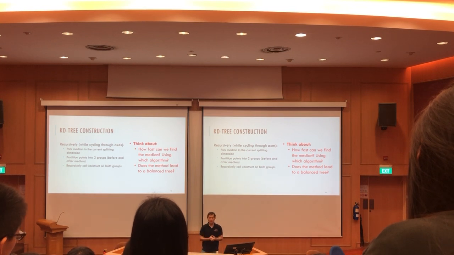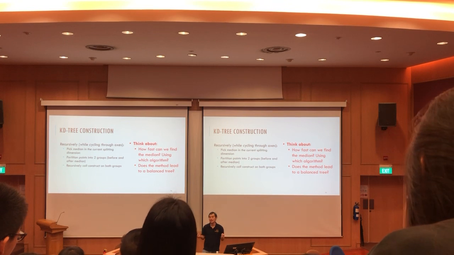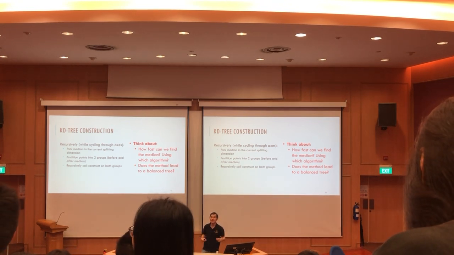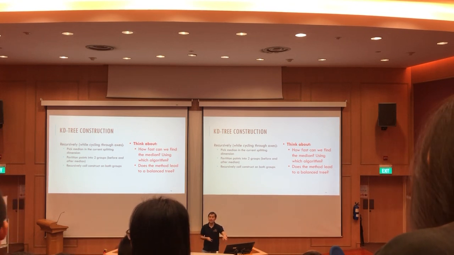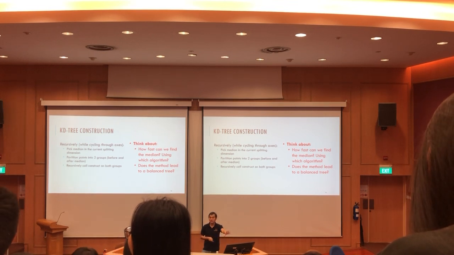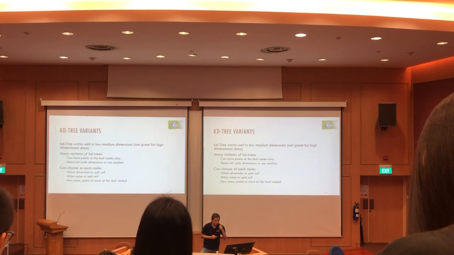So think about that. Homework, alright? You can also sort the arrays first. So a common thing is to sort the points in each dimension, and then you can also quickly find the medians in that particular case. Think about whether this leads to a balanced tree. I claim it leads to a balanced tree, but you think about why it leads to a balanced tree.